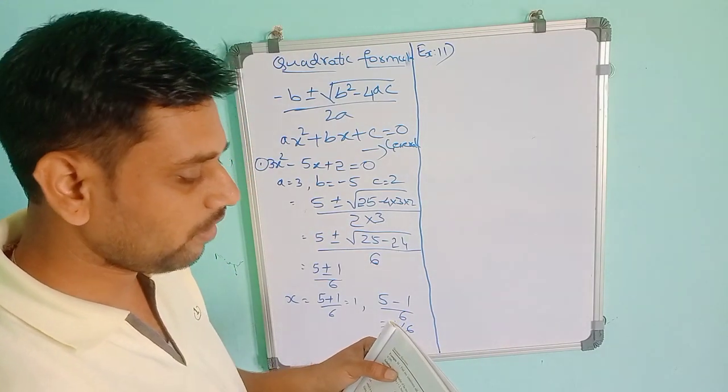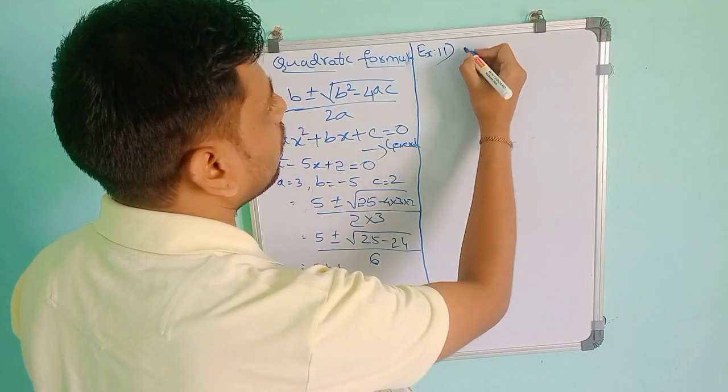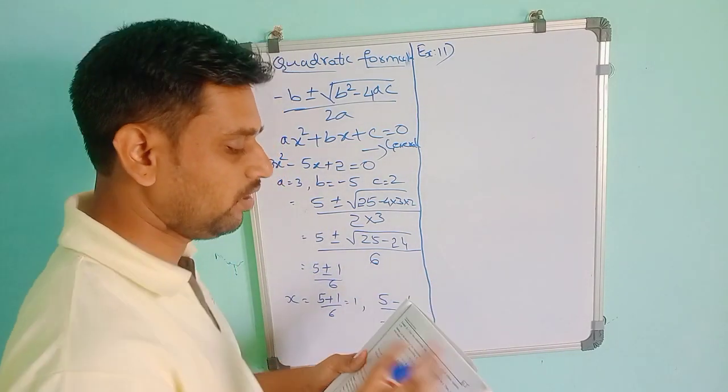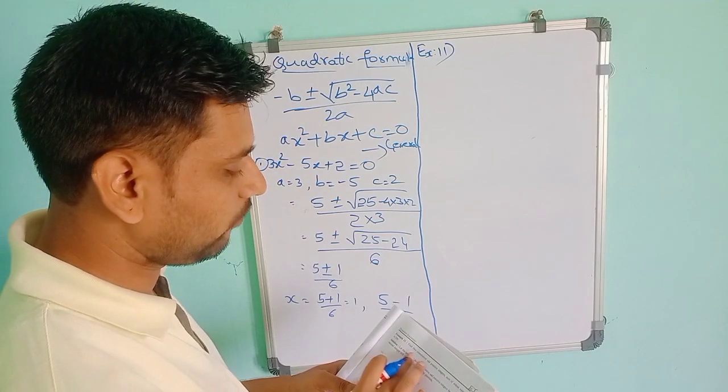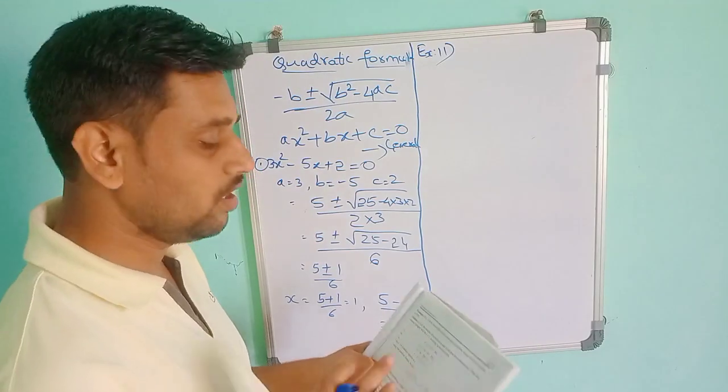Consecutive means one after the other, but here they have given odd. So odd means we have to take 1, 3, like that. They have given: find two consecutive positive odd integers, the sum of whose squares is 290.